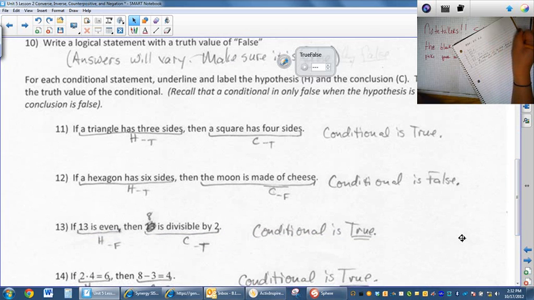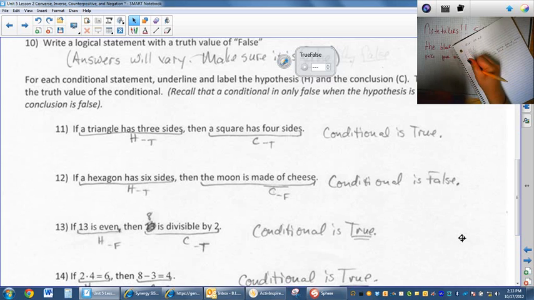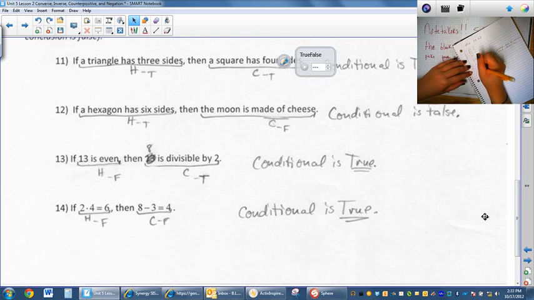Number 11, the hypothesis is true, the conclusion is true, and the conditional statement is true. Number 12, the hypothesis is true, the conclusion is false, and the conditional statement is false. Number 13, the hypothesis is false, the conclusion is true, the conditional statement is true. And number 14, the hypothesis is false, the conclusion is false, the conditional statement is true.